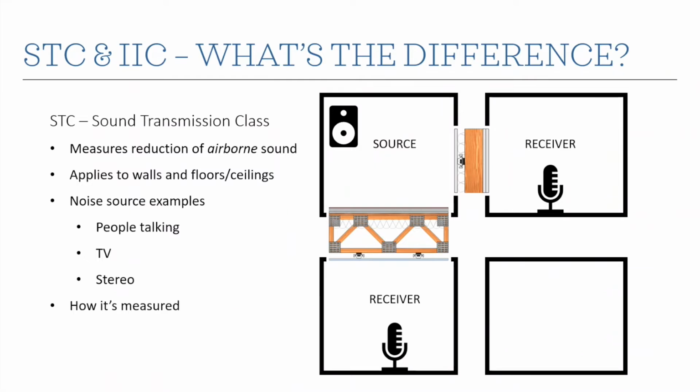And here we have the source room. We've got some speakers in it. We make a bunch of noise. We measure how loud it is. In the receive room, we also measure how loud it is. We take the difference between those two. That gives us our noise reduction. And then we do some calculations and we get an STC rating.